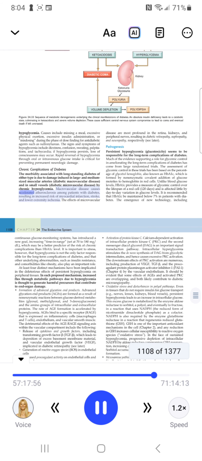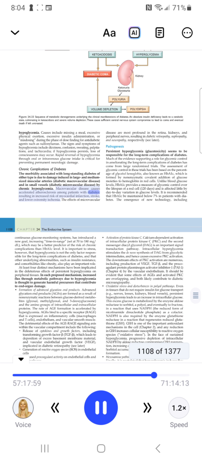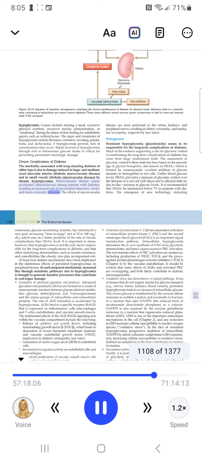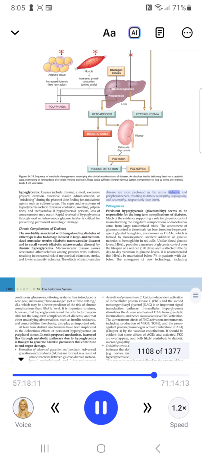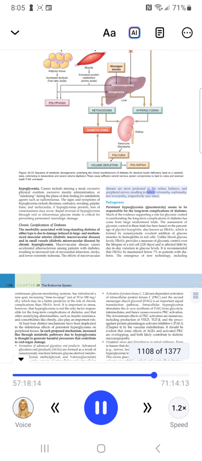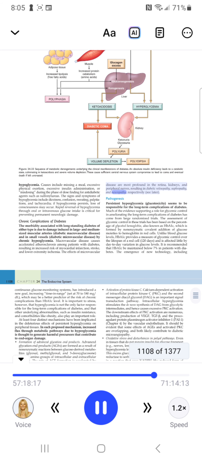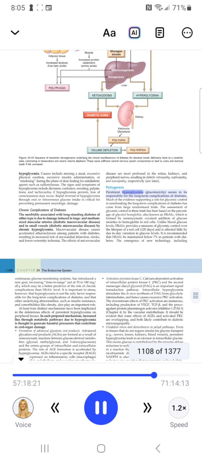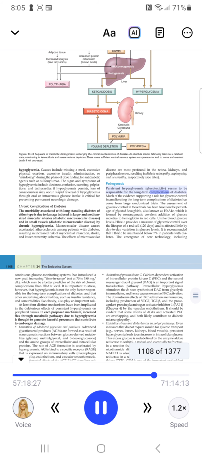Macrovascular disease causes accelerated atherosclerosis among patients with diabetes, resulting in increased risk of myocardial infarction, stroke, and lower extremity ischemia. The effects of microvascular disease are most profound in the retina, kidneys, and peripheral nerves, resulting in diabetic retinopathy, nephropathy, and neuropathy, respectively. See later. Pathogenesis. Persistent hyperglycemia, glucotoxicity, seems to be responsible for the long-term complications of diabetes.